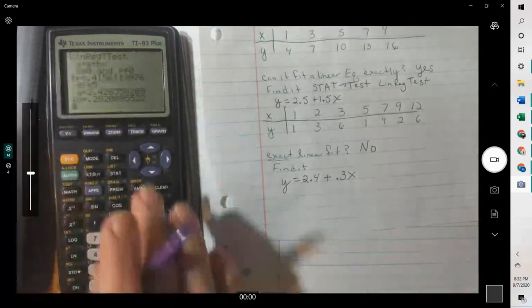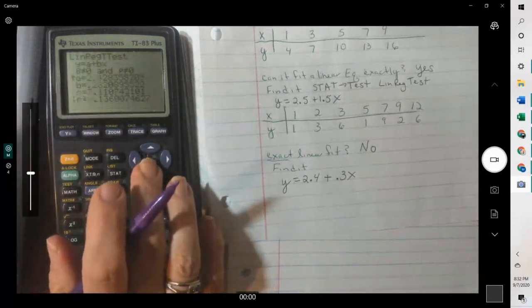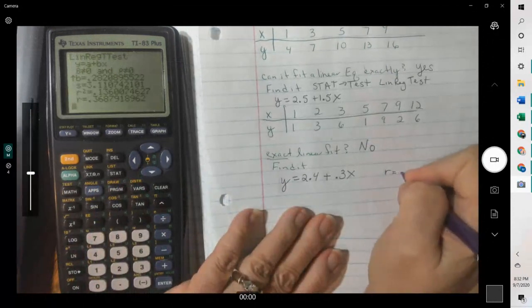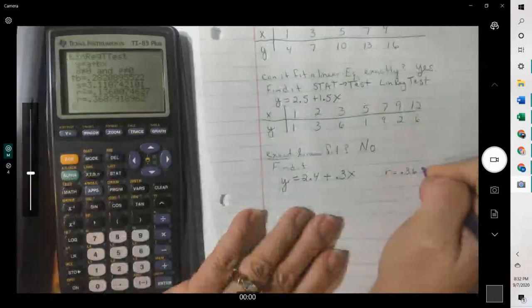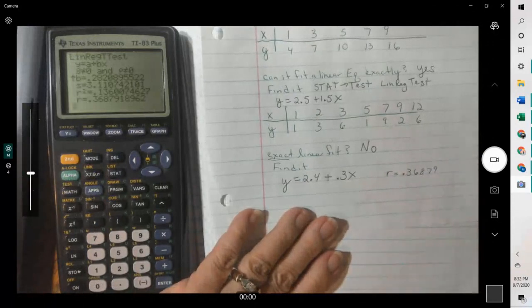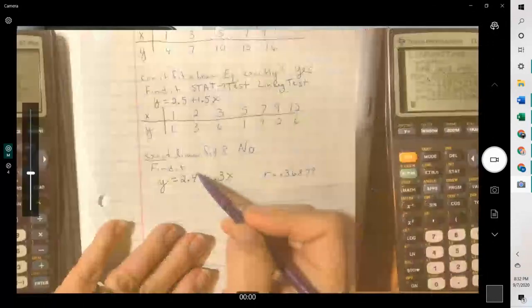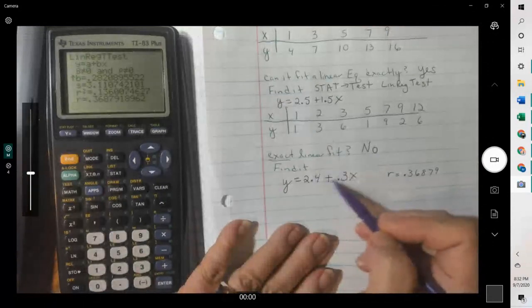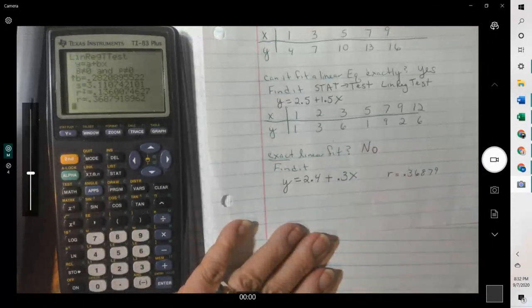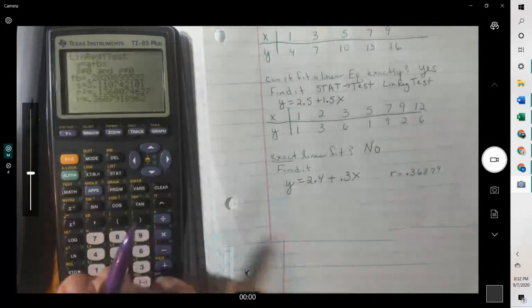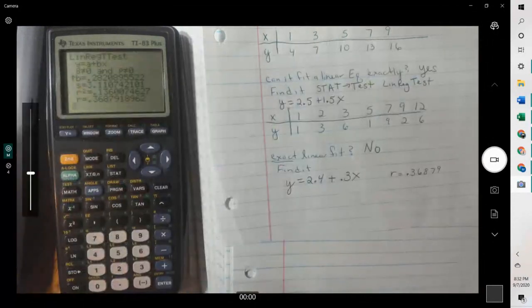And then if we check the R, notice R is 0.36879. It's close to 0. So this is not much of a fit at all. This would be a very bad measurement of this line. So it doesn't fit a linear fit at all because this is weak.